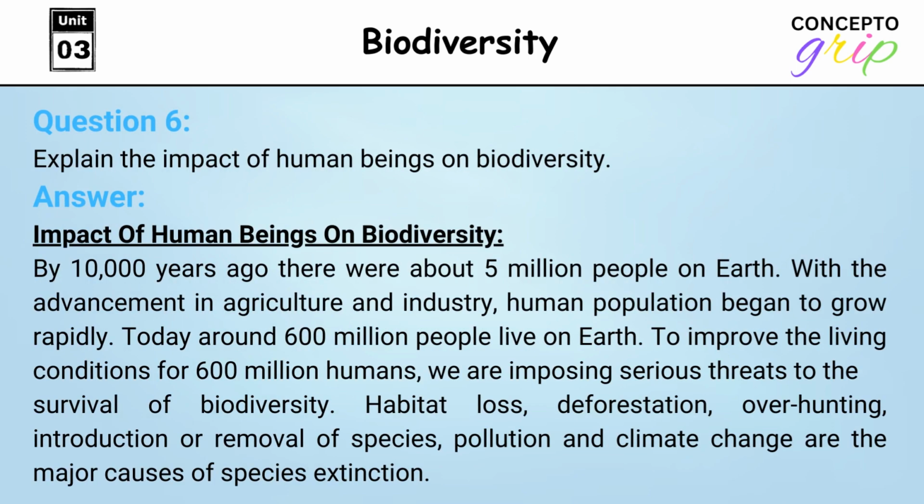Question number 6. Explain the impact of human beings on biodiversity. Answer. Impact of human beings on biodiversity. By 10,000 years ago, there were about 5 million people on Earth. With the advancement in agriculture and industry, human population began to grow rapidly. Today, around 600 million people live on Earth.